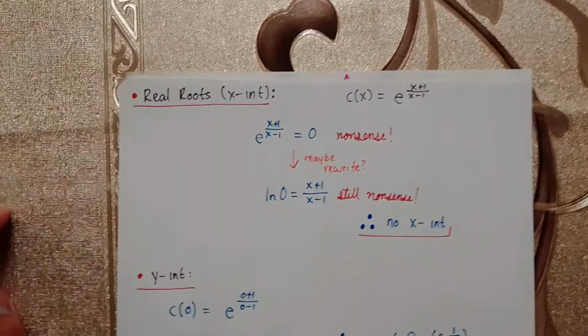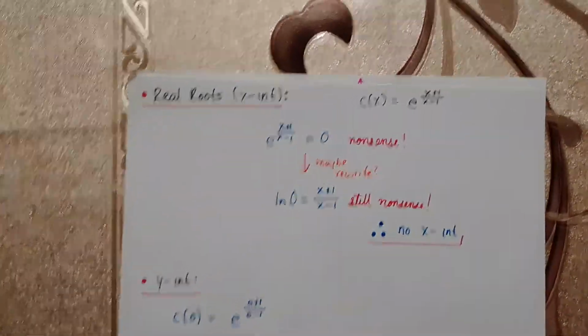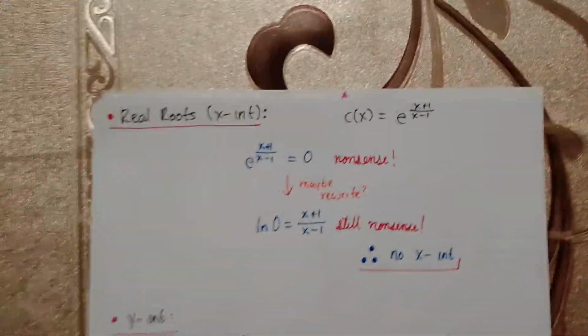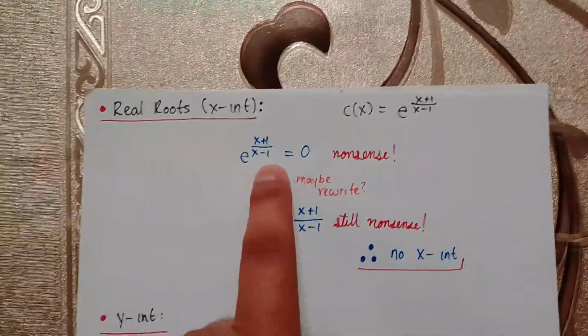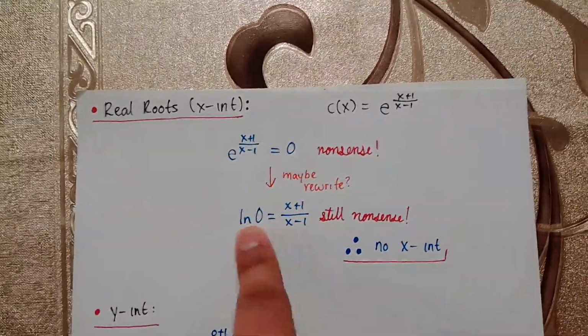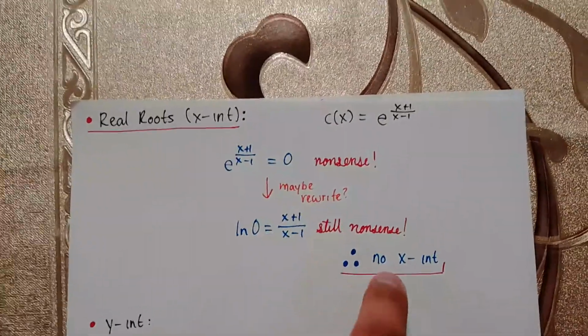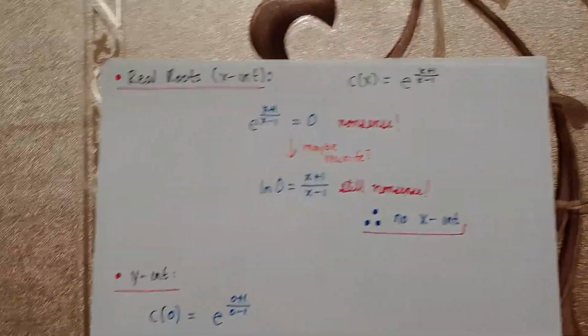Now the easy stuff was real roots, or, I forgot the word, x-int. We just call it x-int for now. So same stuff that we did before. We set the original function to 0, and it's nonsense. Even if we try something funky, it's still nonsense. So we can conclude that there is no x intersection. There we go, that's the word I was looking for.